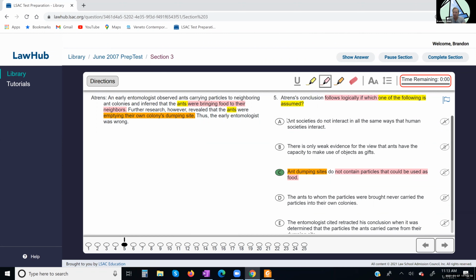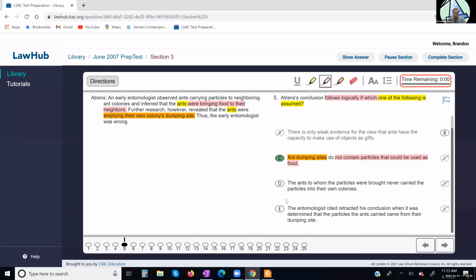Now, if we're looking at the wrong answers, ant societies that do not interact, and remember, sorry, before I go to the answers, since not bringing food is the conclusion that had no evidence for it, our answer has to have something to do with that. If it doesn't, then it will automatically fall short of proving this argument correct. This does not talk about food. It's out. This doesn't influence whether there's food or not. It's out. This is not talking about food, especially to their neighbors.